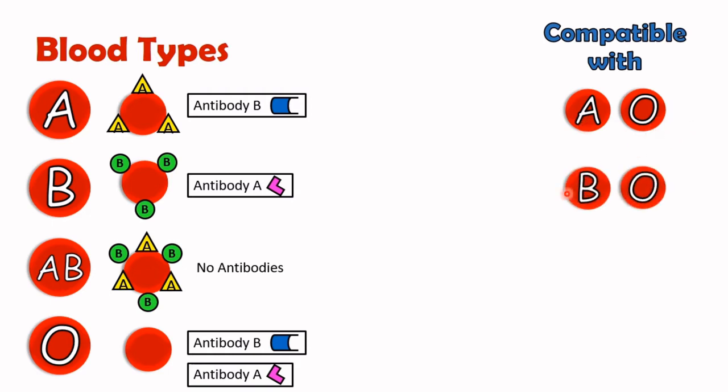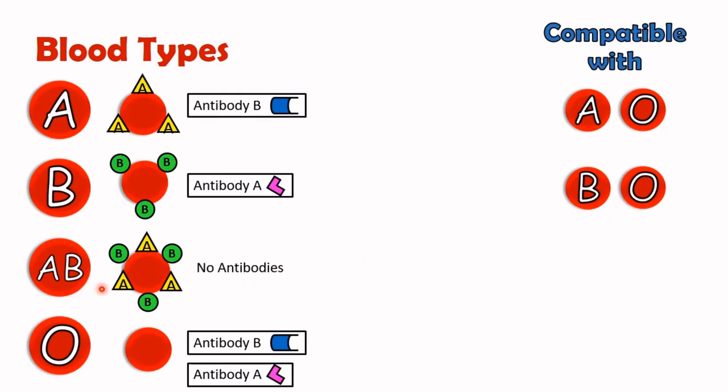Okay, next for the blood type B, since it has the B antigen, it will have the antibody A, so it will be compatible with blood type B and also blood type O. This is because in blood type O there is no presence of the antigen A, and there are no antigens at all. Therefore, the antibody A doesn't react with these two blood types. Therefore, blood type B can receive from blood type B and also from blood type O.